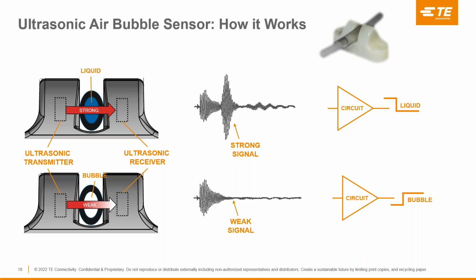Next at the bottom, you can see the side view where ultrasonic waves are sent from the transmitter through the tubing with air to the receiver. When an air bubble is passing through the tube between the transmitter-receiver pair, there are weak ultrasonic signals. The sensor will produce a TTL output as high, which then indicates air bubble presence.